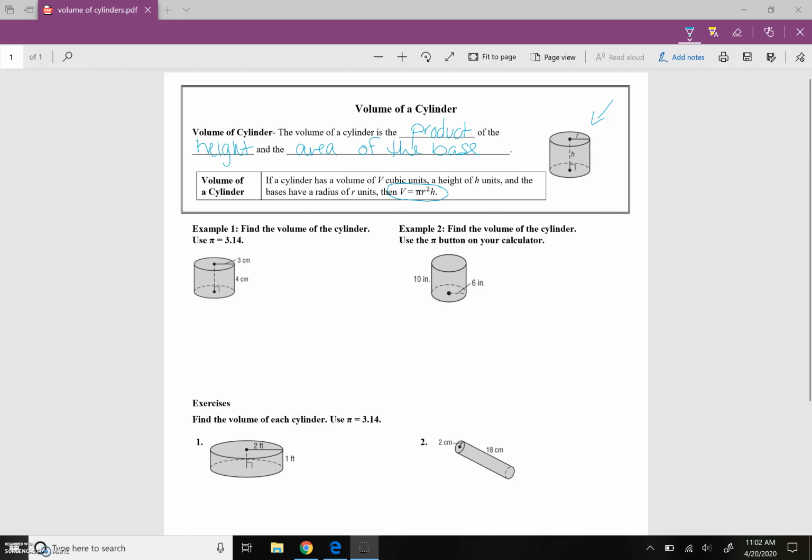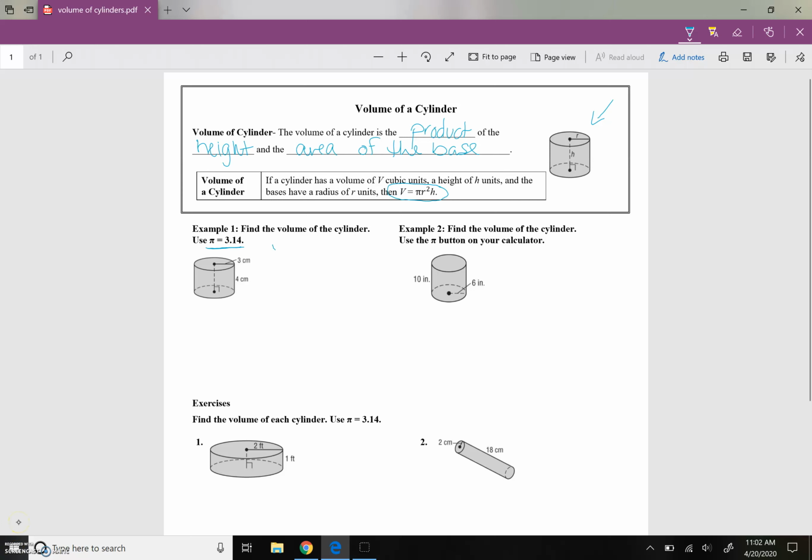So let's look at our first example here. Directions tell us to find the volume of the cylinder and to use pi equals 3.14. So you want to pay close attention to your directions. It's going to tell you whether you're using the pi button on the calculator, or if you're using 3.14, and it's also going to tell you where to round to if that's the case.